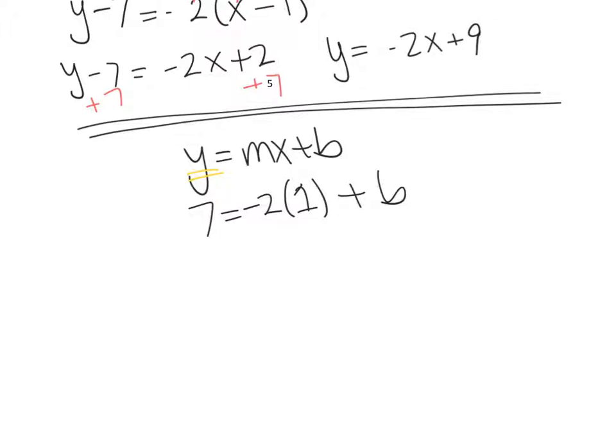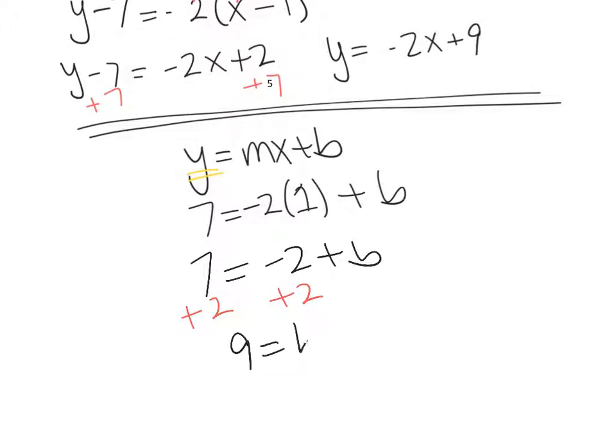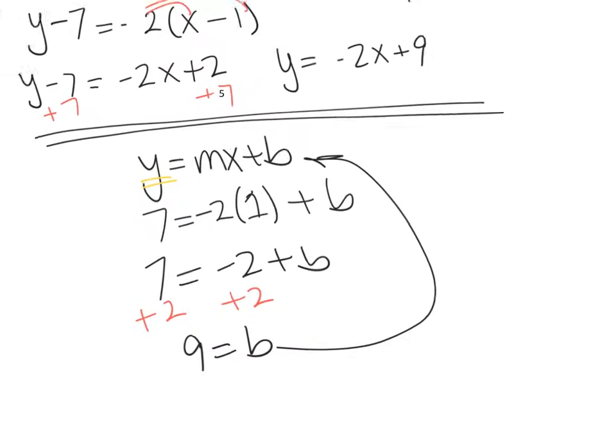Either way, it doesn't matter. Let's finish this. So we have 7 is equal to -2 plus b. We are going to add 2 to both sides. And so we have 9 is equal to b, but all you've done is solve for b. You then still have to go back and put it into this equation with the correct m value.